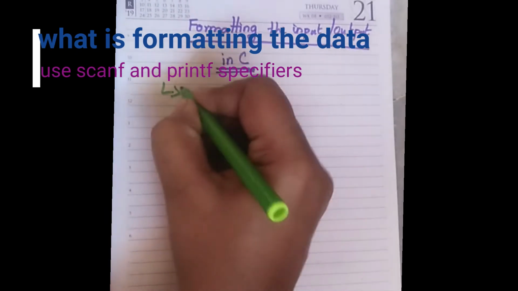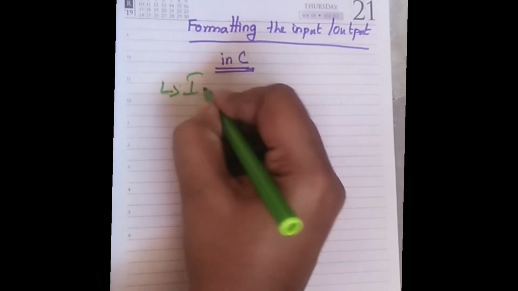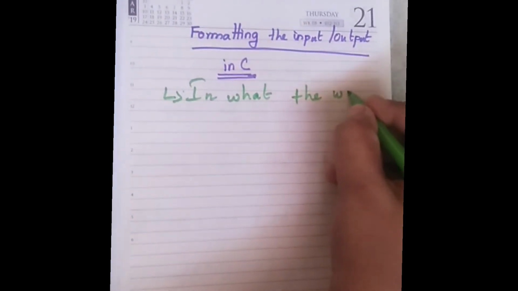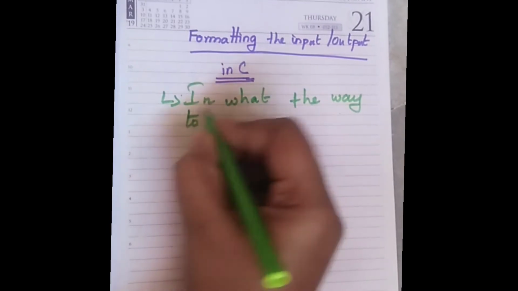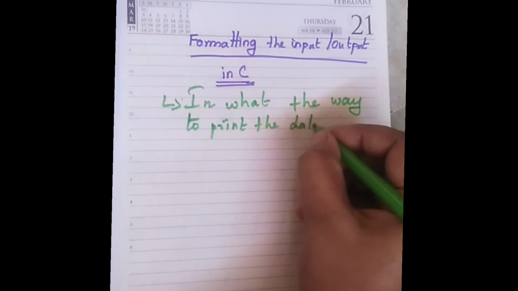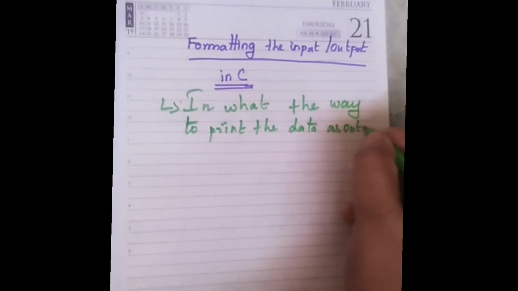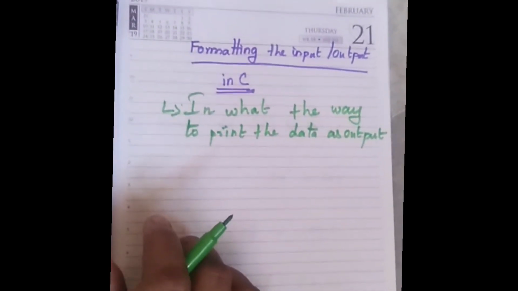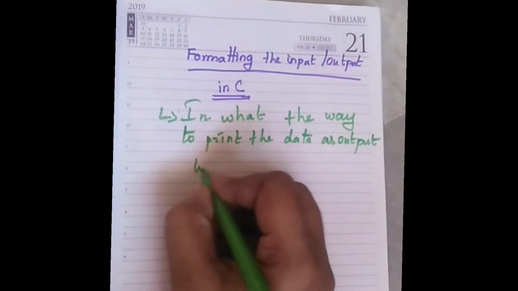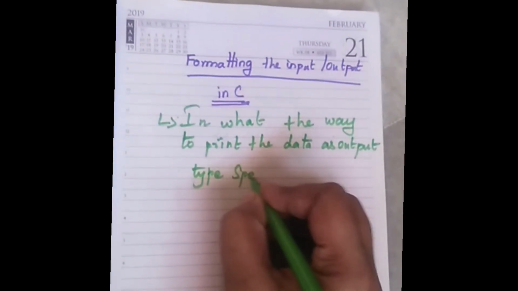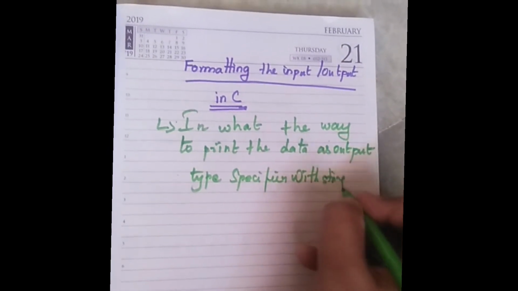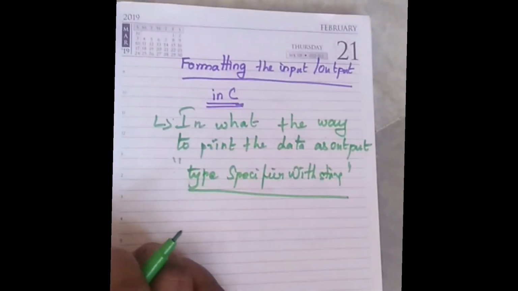Output means the way to print data as output. With the help of the printf statement, how we are printing the data to an output screen, with the help of type specifiers along with strings. That's what is mainly important.